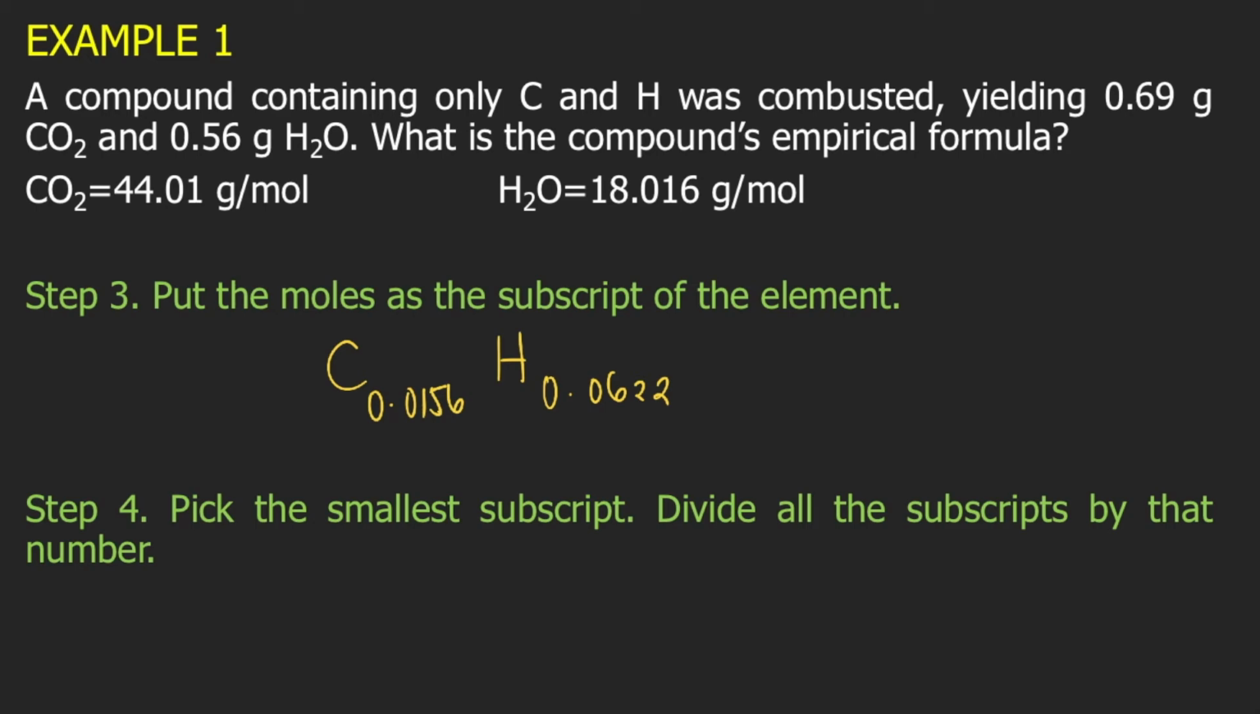For step number 4, you pick the smallest subscript. So between the two, the smallest is 0.0156. Divide all the subscripts by that number. So let's just rewrite H 0.0622. The smaller number is 0.0156. You divide all the subscripts by that number.